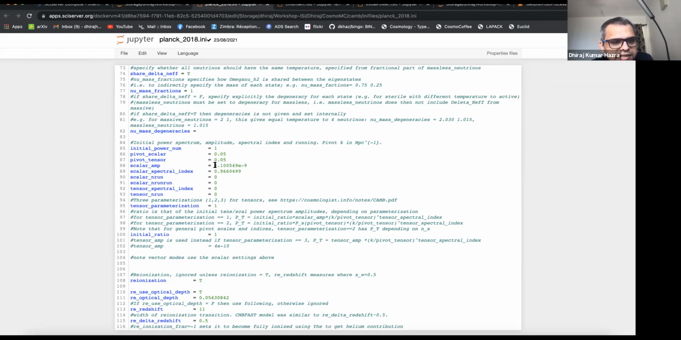So as you can see here, your pivot scalar is given here. Your scalar amplitude is this. That means this is the amplitude at the pivot point, and scalar spectral index is 0.966. Okay.